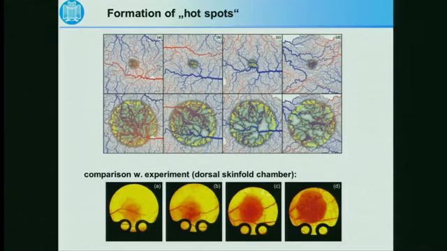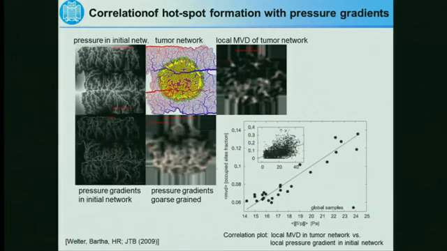The formation of hotspots is also an issue in the medical literature. This is a phenomenon where you have accumulation of blood at particular points in the tumor, which you can also observe in the dorsal skin fold chamber, which experimental surgeons analyze via intravital microscopy. You also see these inhomogeneities.